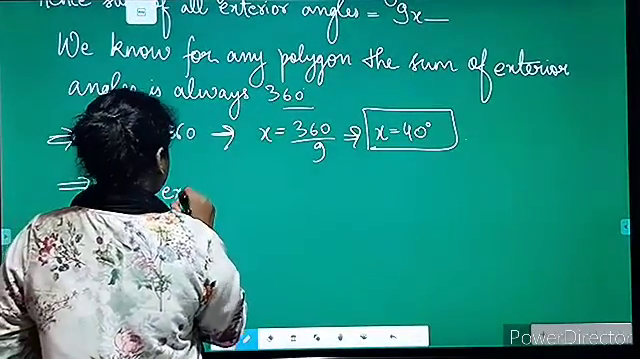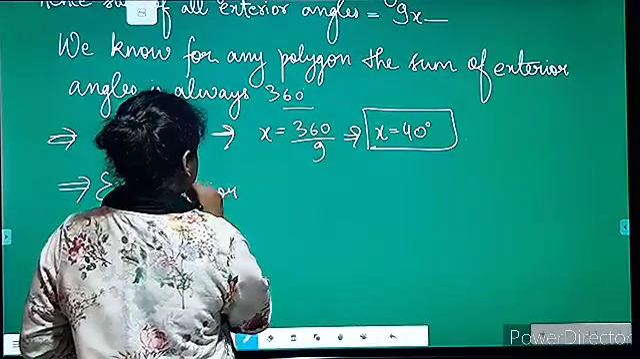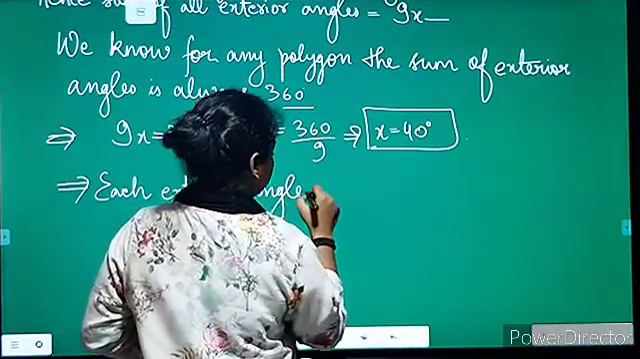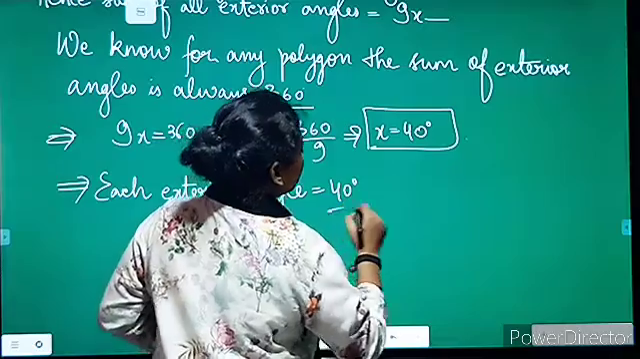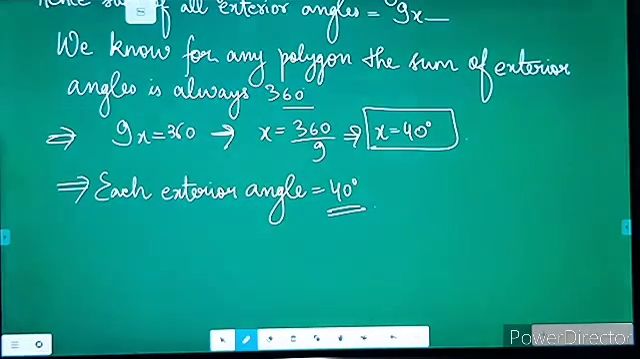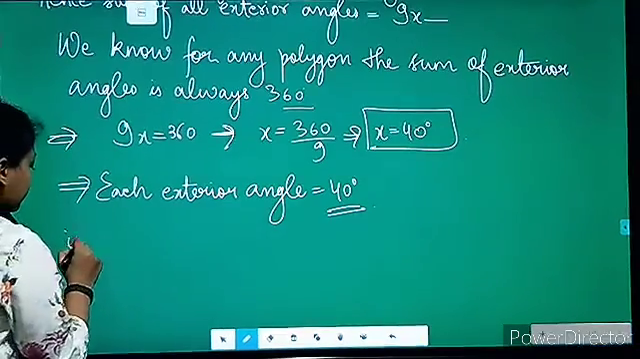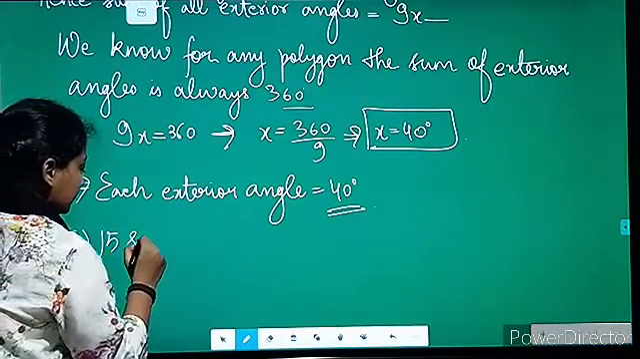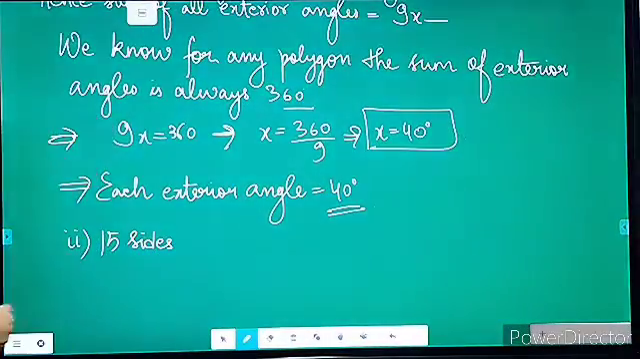Each exterior angle equals 40 degree measure. Okay, so this was our question number 2, first part. In the second part we have 15 sides. Now our polygon has 15 sides.